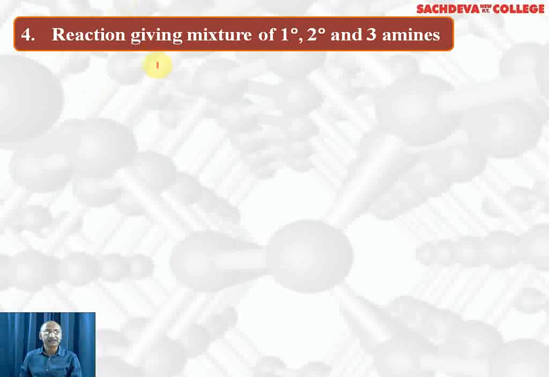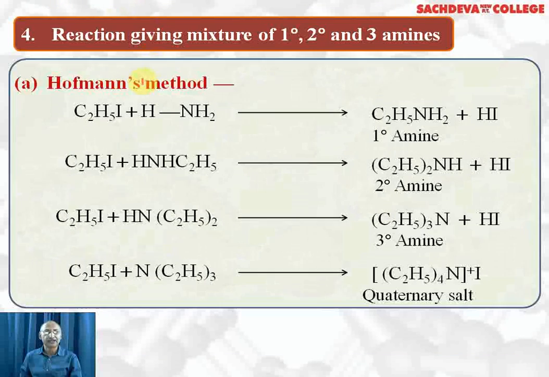Next we are taking a reaction giving a mixture of primary and secondary amine. This we are taking as a specific example and it is called Hoffman's method. Ethyl iodide reacts with ammonia. It results in the formation of ethylamine, which is primary amine. Ethylamine further reacts with ethyl iodide. HI is removed and we get secondary amine, diethylamine.